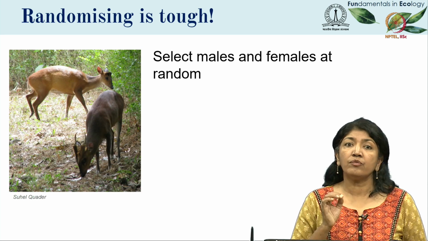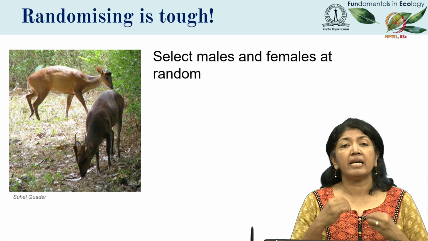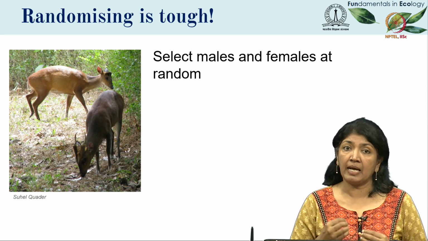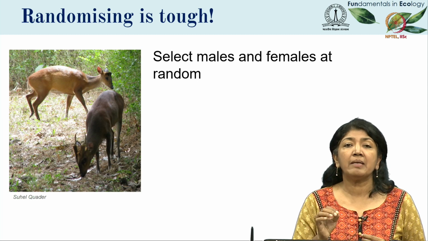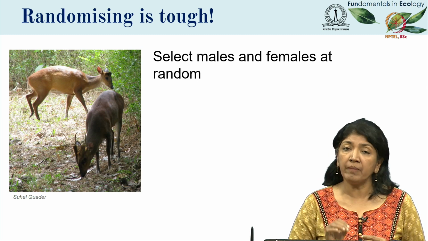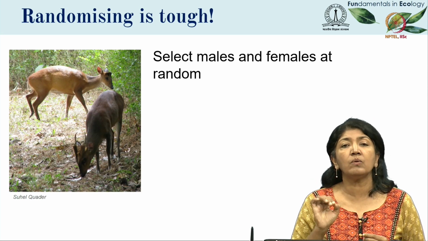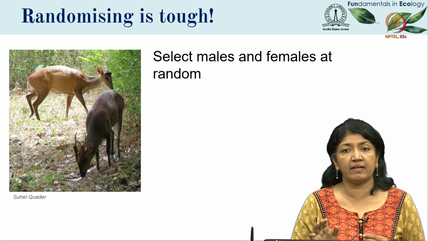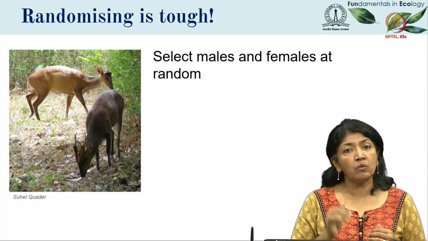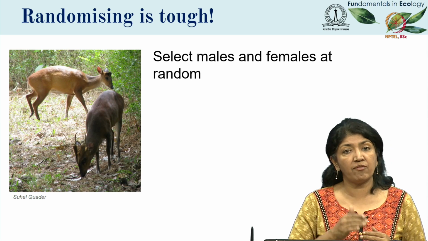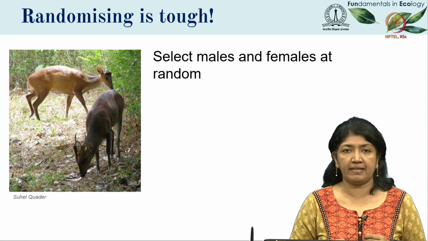So, I need to figure out a sampling strategy that will give me an unbiased sample, that will allow me to select males and females at random. What do we mean by at random? It means that every sampling unit has an equal chance of being selected. So, in this example, every male has an equal chance of being selected, or every female in the population has an equal chance of being selected.